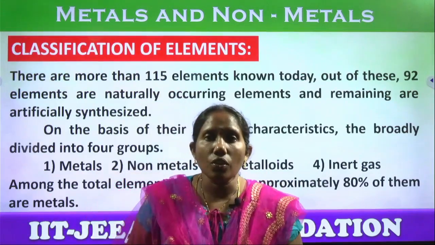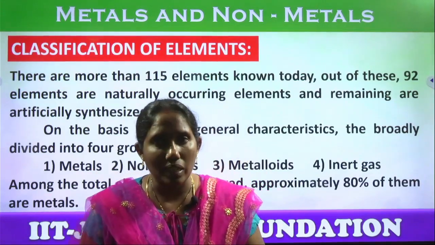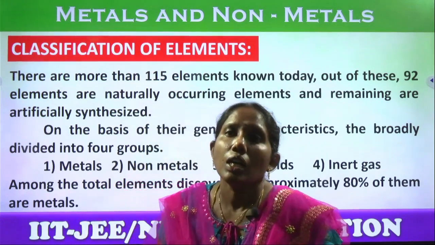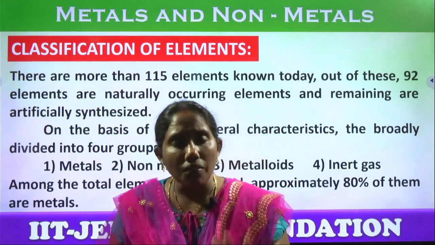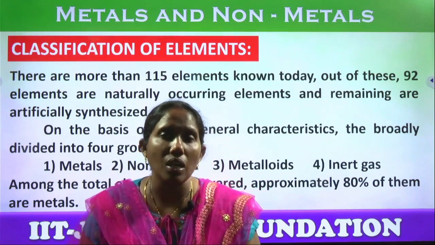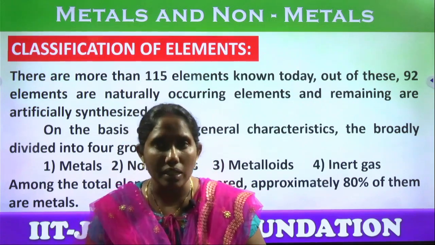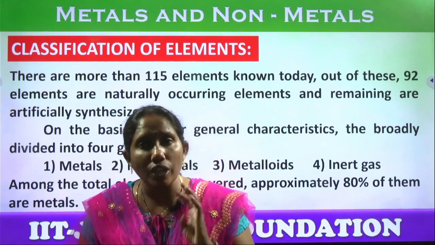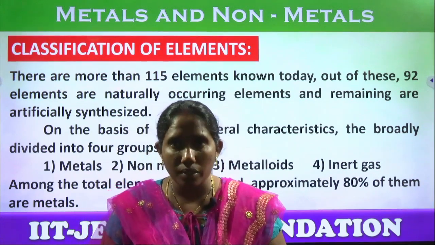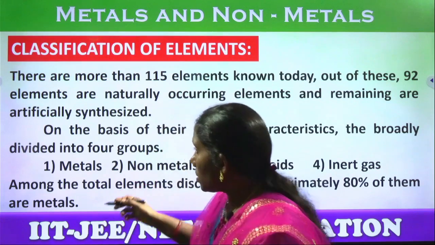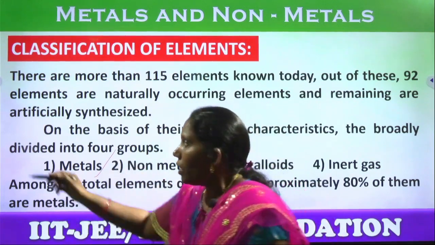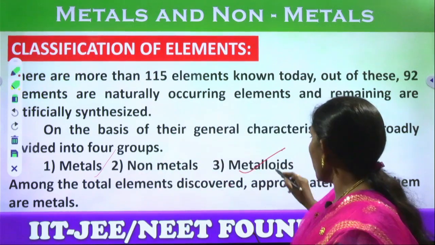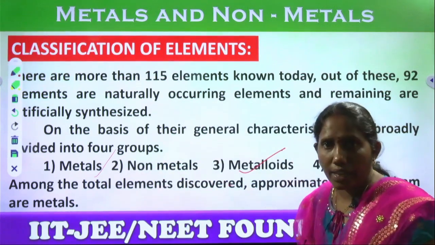First of all, what is the occurrence of metals? Otherwise, what is the classification of elements? Before going to the occurrence of metals, what is the first classification of elements? How can we classify the elements? Elements can be classified into 4 types based on their properties. The first one is metals, and the others are non-metals, metalloids and inert gases.